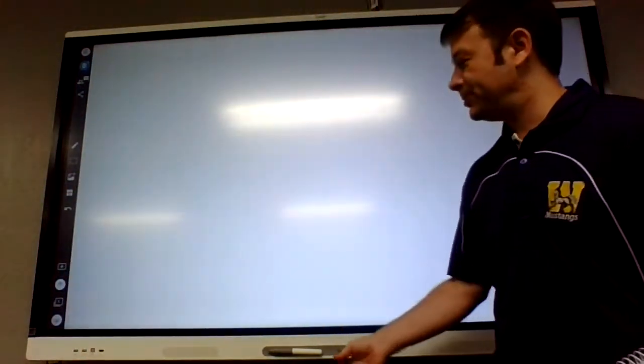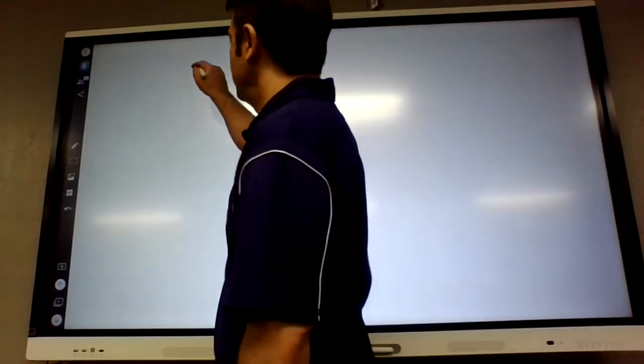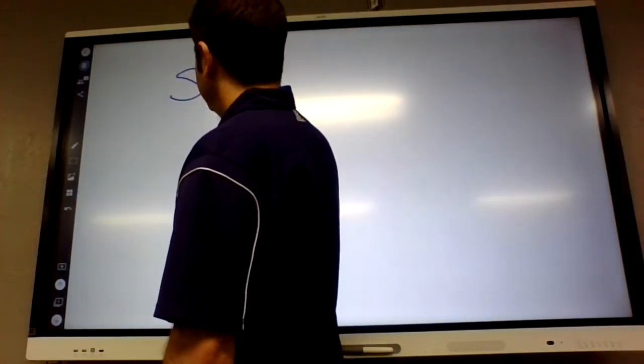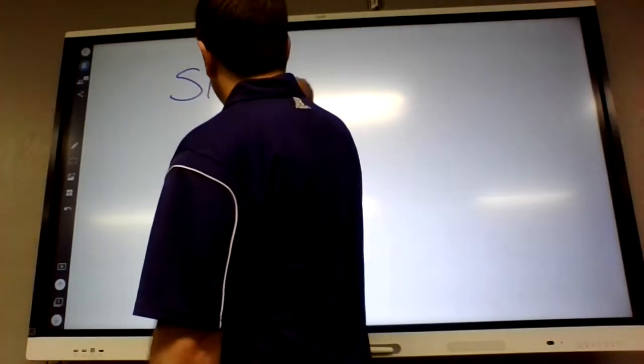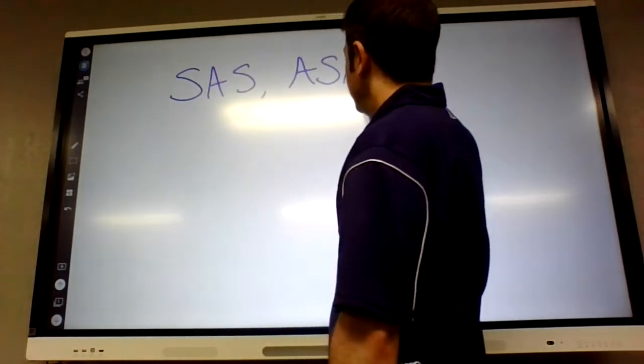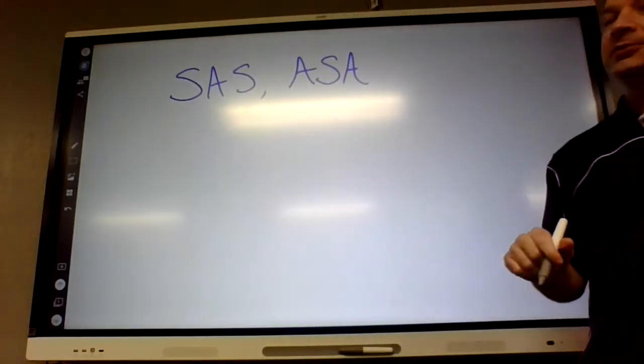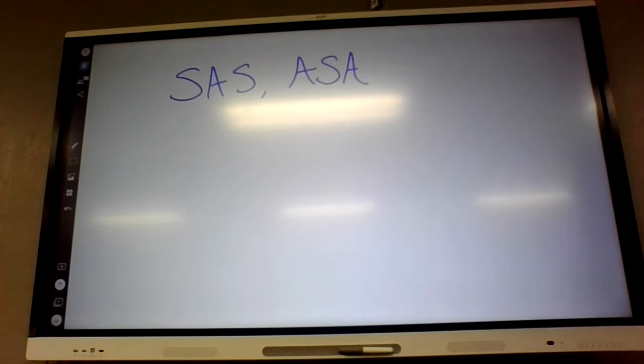Do you guys remember the two postulates we talked about yesterday? Side-angle-side and angle-side-angle. We're probably going to need those a little bit today. Those are the two ways we know so far of proving two triangles are congruent. We're adding on to this.